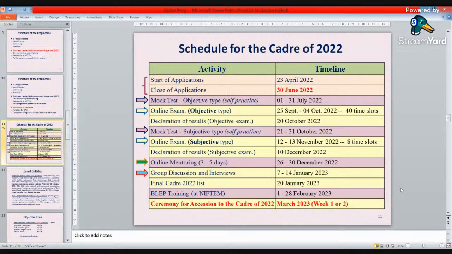Mentoring will be during the winter break. Group discussion and interview in January. Final cadre list also in January. And training will be in February. And the ceremony for accession to the cadre of 2022 this year will be in March 2023.